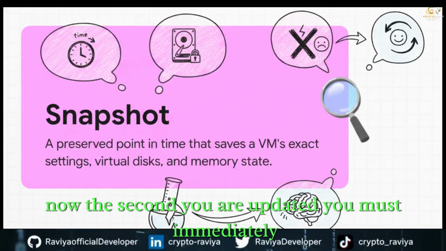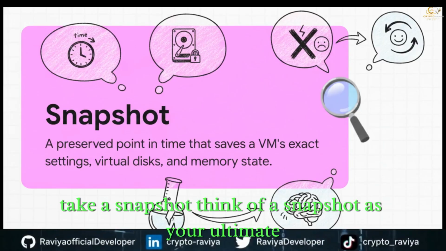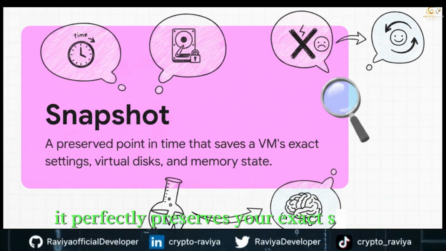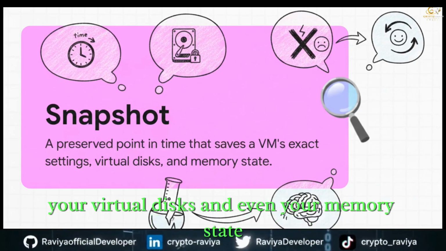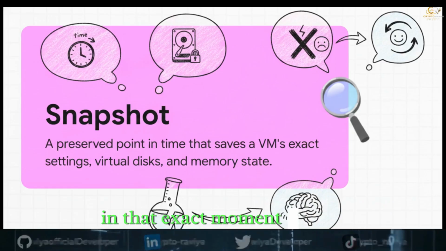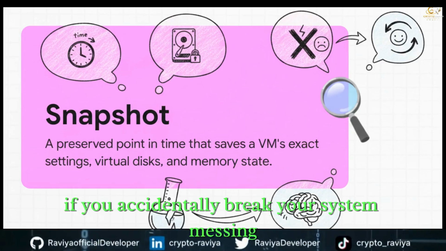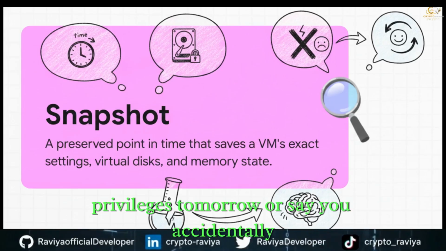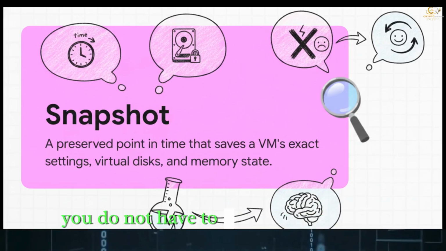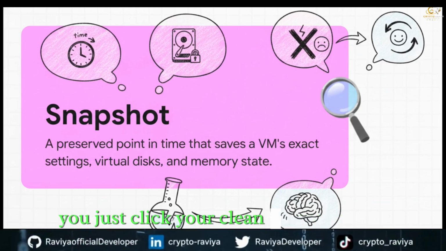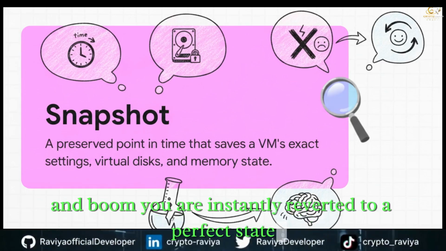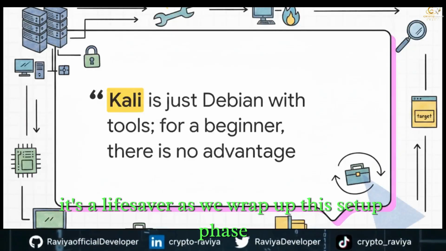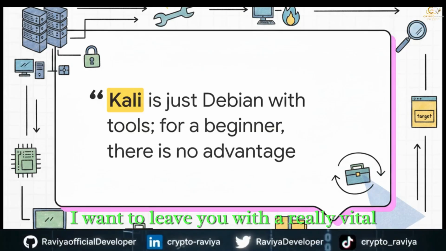Now, the second you are updated, you must immediately take a snapshot. Think of a snapshot as your ultimate foolproof undo button. It perfectly preserves your exact settings, your virtual disks, and even your memory state in that exact moment in time. If you accidentally break your system messing around with root privileges tomorrow, or say you accidentally detonate malware inside your lab, you do not have to reinstall everything. You just click your clean base snapshot, and boom, you are instantly reverted to a perfect state. It's a lifesaver.